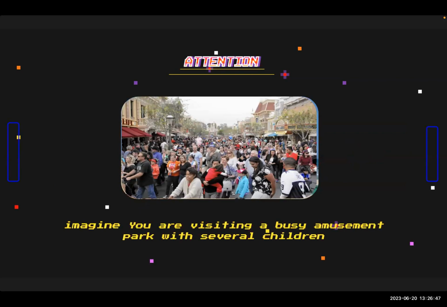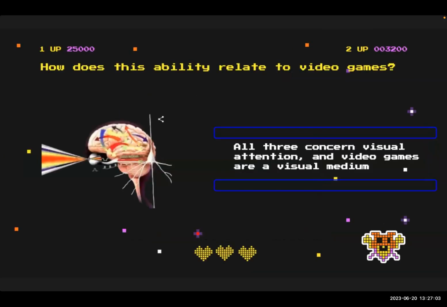out of your view. Each child moved in a different direction, and it's hard to notice them in the crowd, but you manage to keep sight of them because you keep your focus on something. So how does this ability relate to video games?